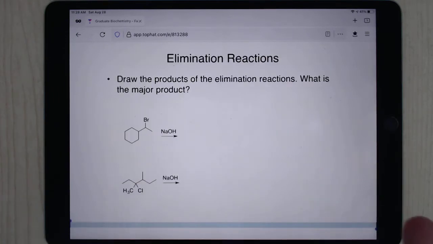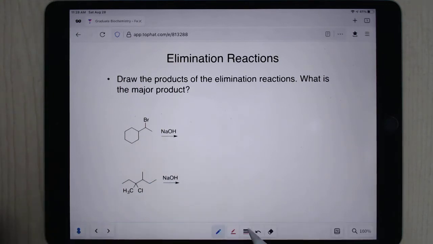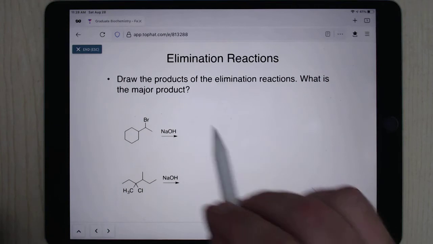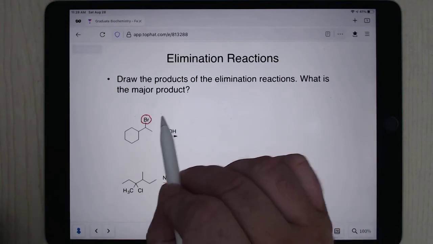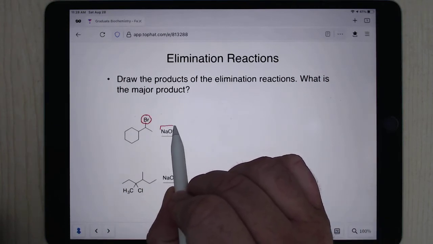Should say switch the preference. Okay, so here we go. So here's the first one, right? We've got here our leaving group. Here is our base. All right, so here's the base.